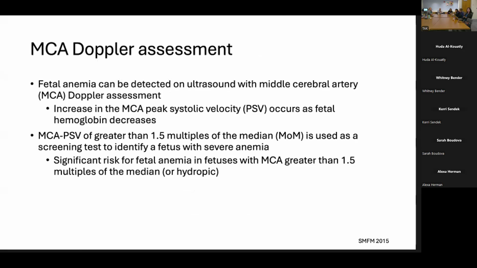And again, just because it's fetal therapy, briefly, MCA Doppler assessment: we know that fetal anemia can be detected on ultrasound with MCA Doppler assessment. We know that an increase in the MCA systolic velocity occurs as fetal hemoglobin decreases. MCA PSV of greater than 1.5 multiples of the median is used as a screening test to identify a fetus with severe anemia. Significant risk for fetal anemia is seen in fetuses with an MCA Doppler greater than 1.5 multiples of the median, or if the baby's hydropic.